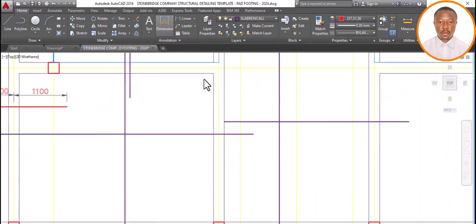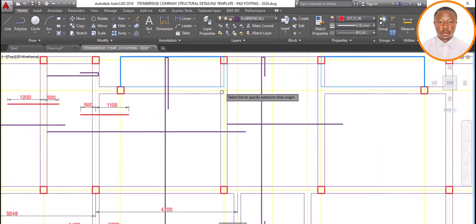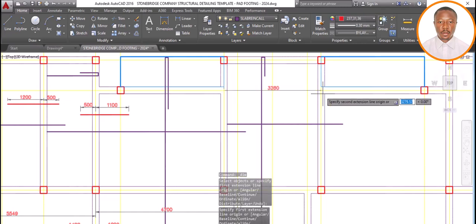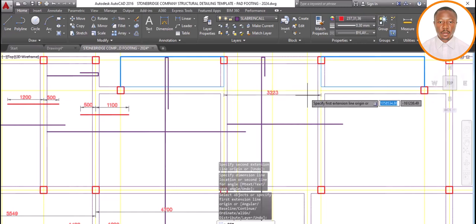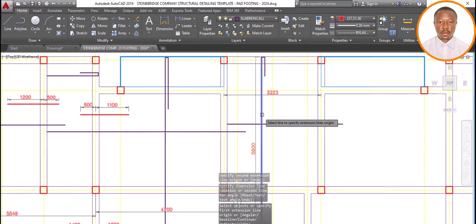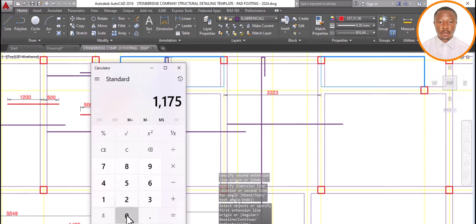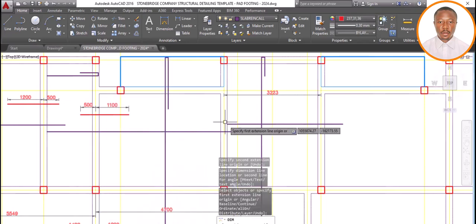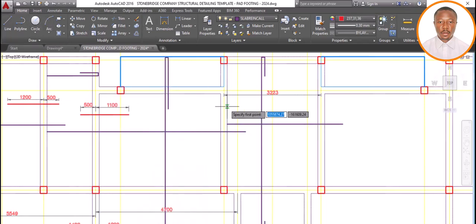So now we take our dimension. Pick our dimension from this point into this point. We have 3,223. So I pick my calculator. 0.25 multiplied by 3,223, which equals what? 800 plus 100, that's 900. So my top reinforcement for this particular one is 900. So I pick my top reinforcement from here to this place. Into this place is what?